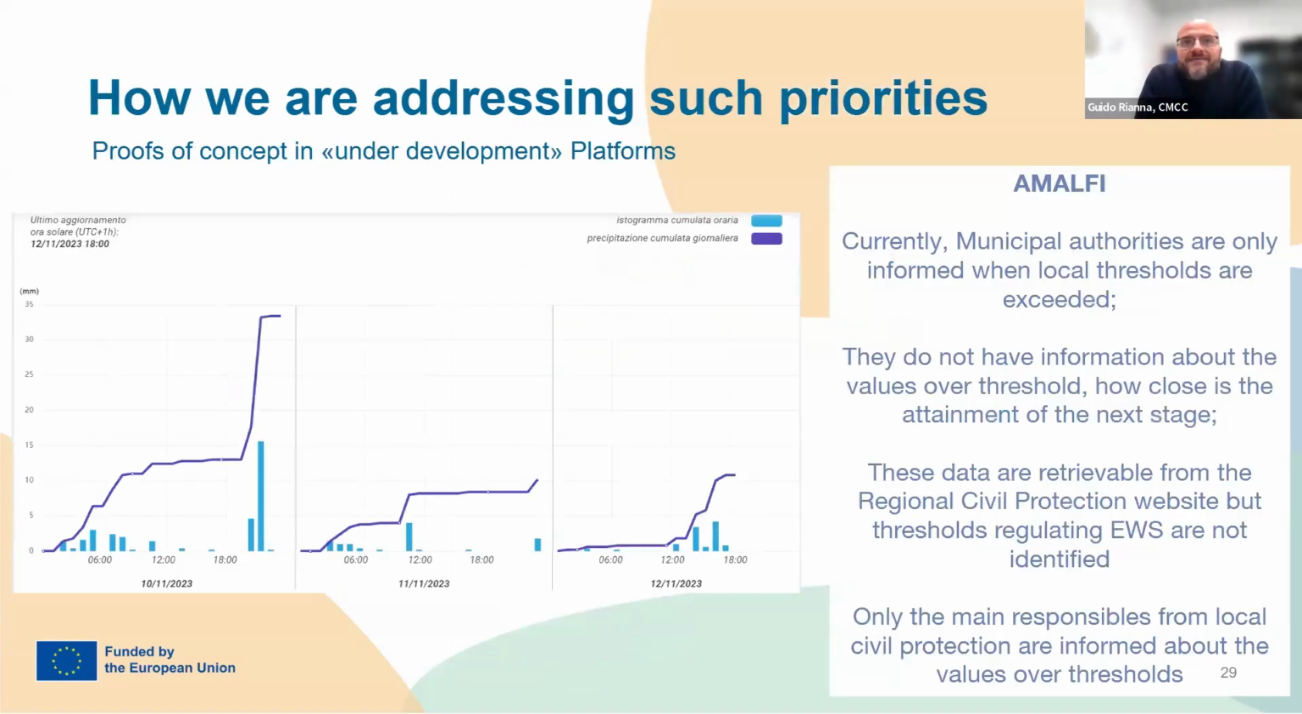Okay, so we can give some proof of concept of the things that we have briefly introduced. First of all, up to now, in the Amalfi context, information about precipitation is given on the regional official portal only in terms of hourly values and cumulative 24-hour data. So no information about the exceedance of thresholds is given, and notification of a threshold exceedance is given only to the main responsible, with difficulties in sharing the information. So in this case, the platform is expected to streamline this information.